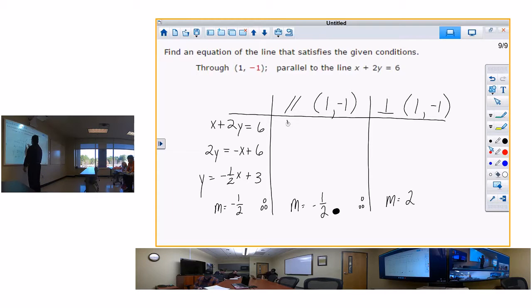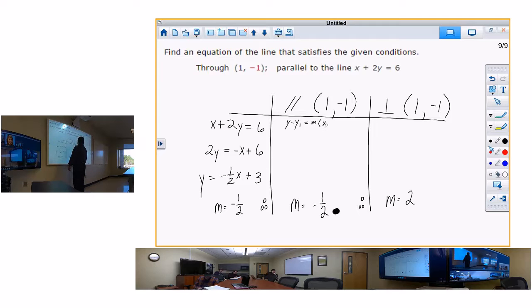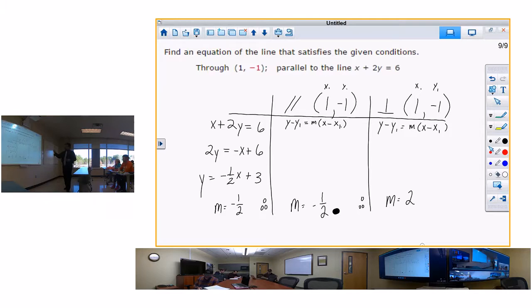Now you're ready to use your point slope. Y minus y sub 1 is equal to m times x minus x sub 1. This is x sub 1. This is y sub 1. All right, go to it. Now, everybody in here should be able to at least plug and chug and try to finish it. So go ahead and take a minute to do both of those columns.